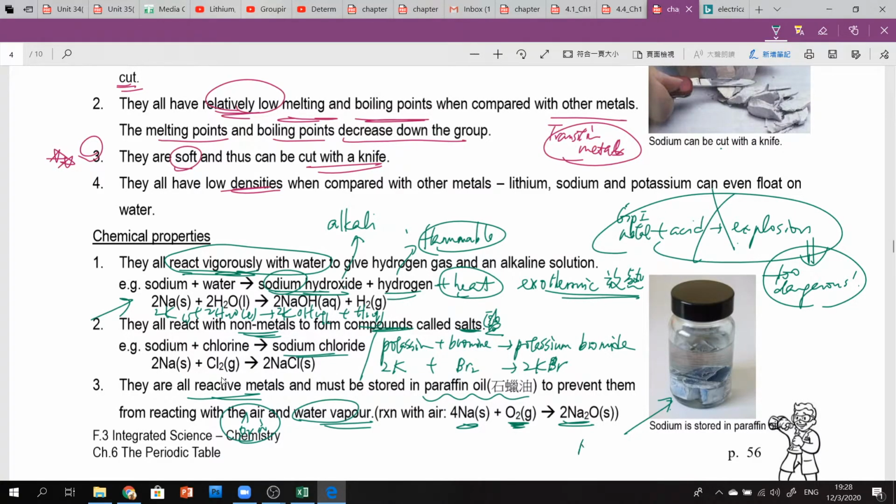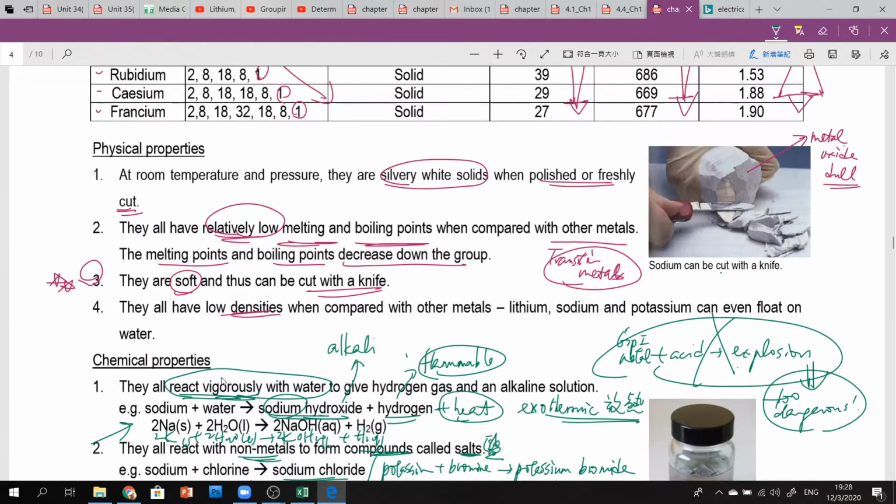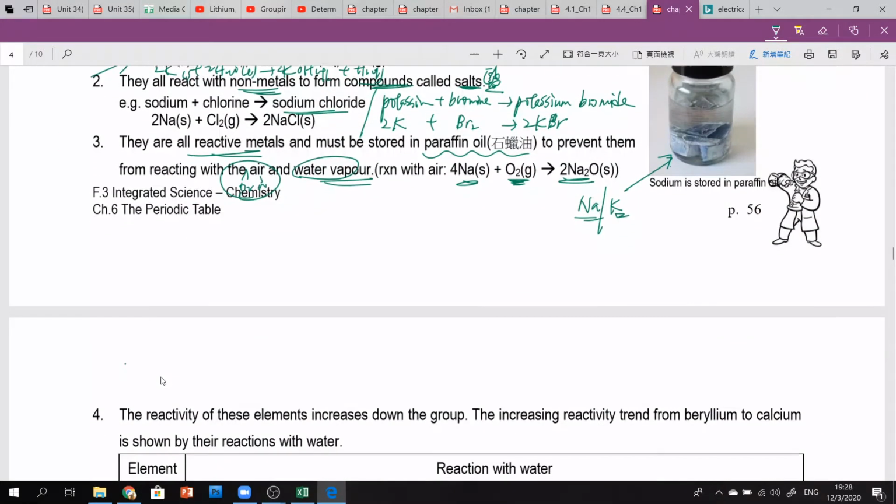So in our chemistry lab, sodium and potassium are commonly stored in paraffin oil, just like this. It's for safety reasons. Otherwise, once you take it out, it will tarnish in air very easily. Tarnish means it becomes dull. Why is it dull? Because the metal oxide is formed. So this is what I would like to talk to you about.